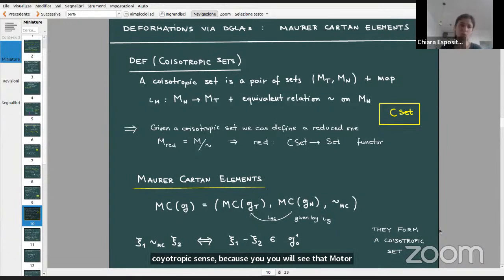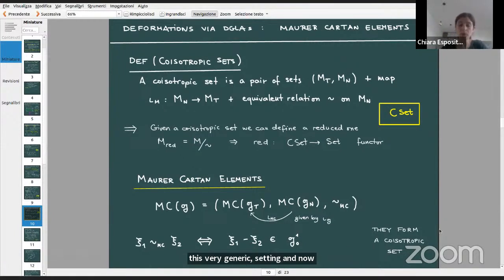So a coisotropic set just means a pair of sets, again total and normal, Mt and Mn, plus a map from Mn to Mt, and then we have an equivalence relation on Mn. These again allow us to define a reduced one. So we can just quotient out Mn with the equivalence relation. This gives back a set, of course, and then we have a functor, also in this very generic setting.